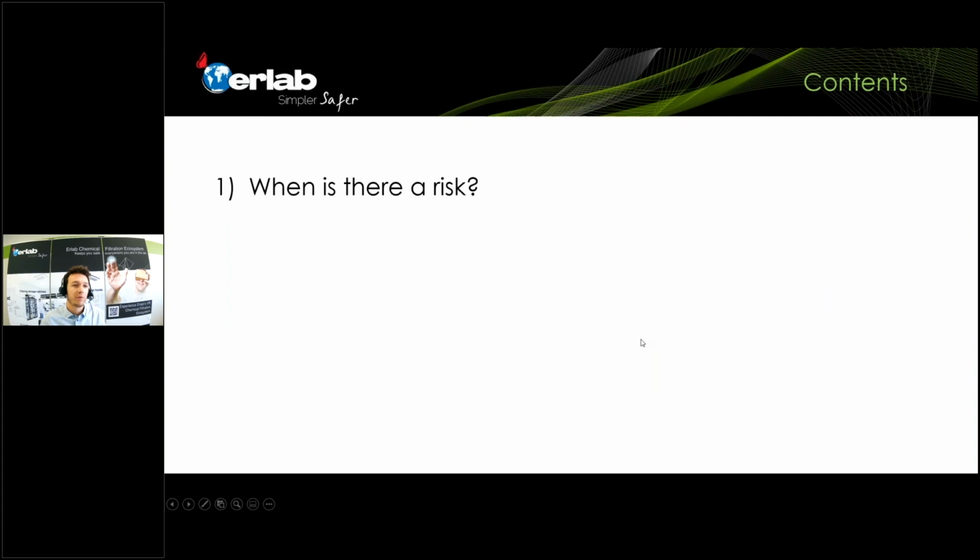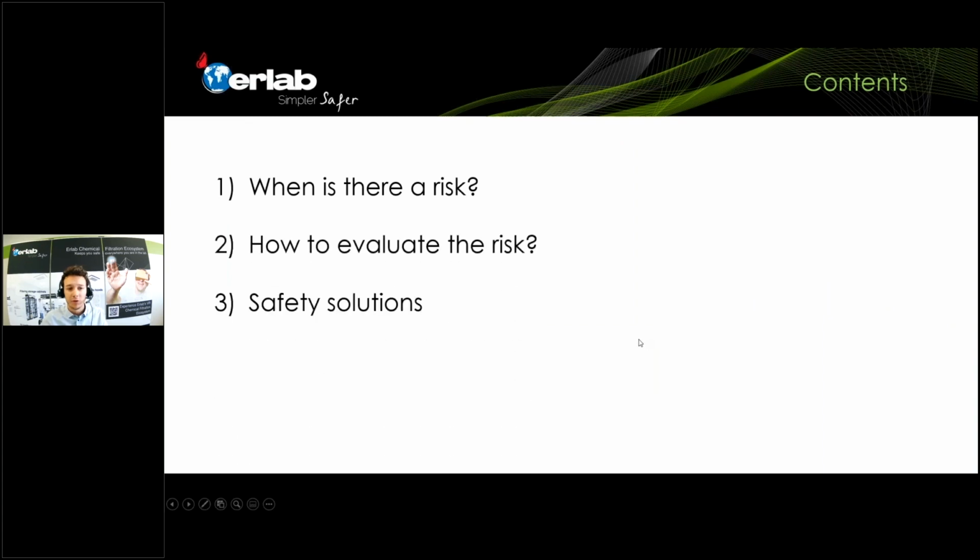Of course, the first subject will be: when is there a risk? Secondly, how to evaluate the risk, and the third subject will be the safety solutions. These are very obvious themes, you might think. When is there a risk in a laboratory? How do we need to evaluate it, and what are the safety solutions?